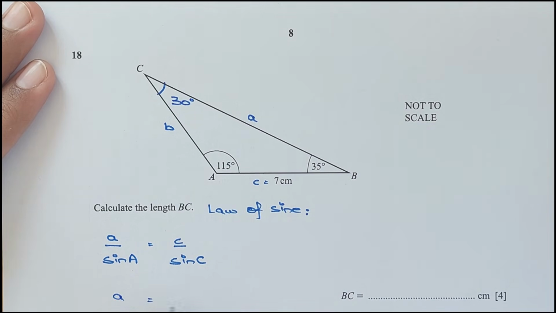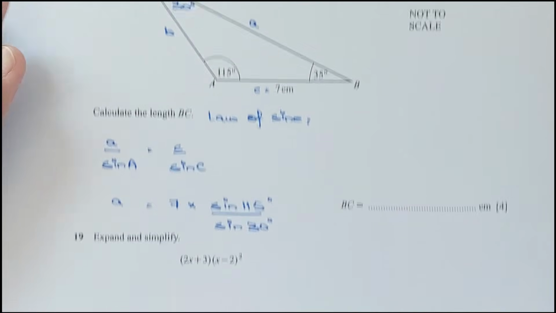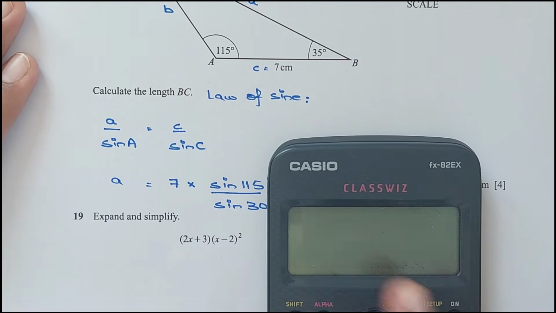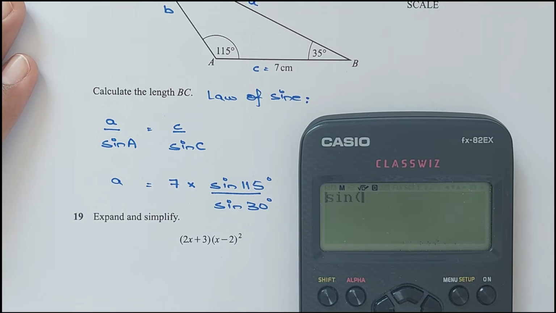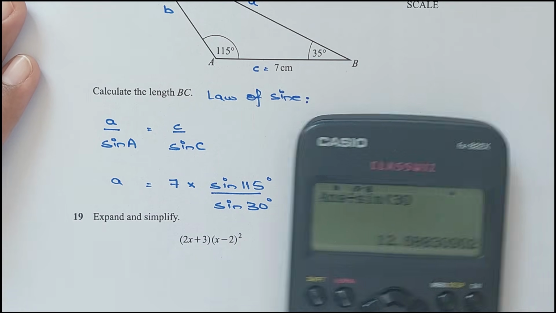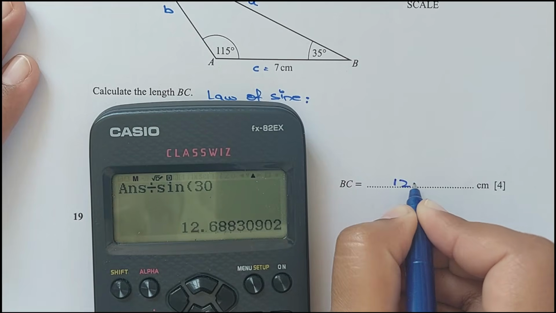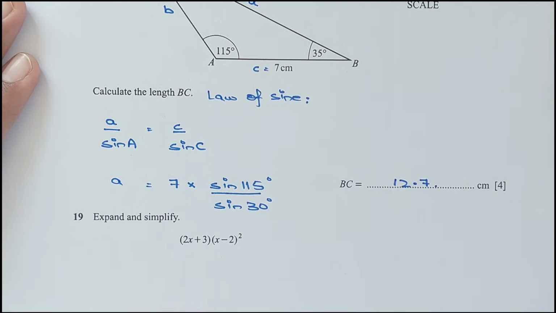Let me solve for a. So a equals c, which is 7, times sine A, which is 115, over sine C, which is 30 degrees. We are working in degrees, and my calculator is in degrees. So sine 115 times 7 divided by sine 30 degrees is 12.68, or 12.7 centimeters, which is the length of BC.